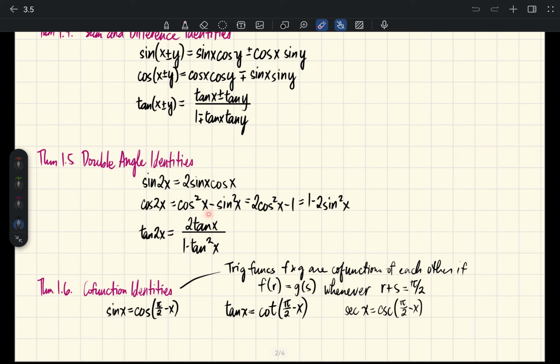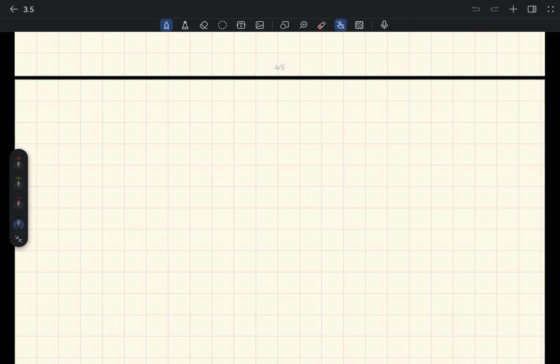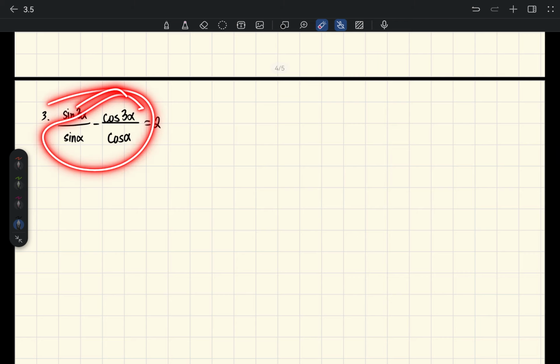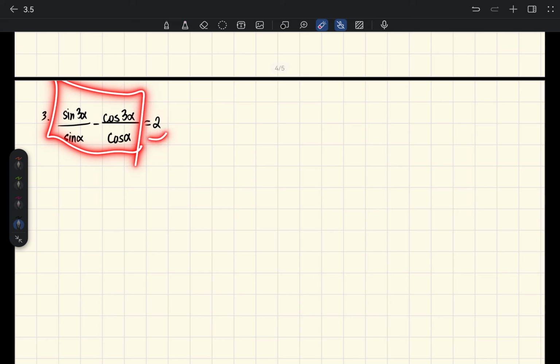Let's have the last example for proving. Let's show that sine of 3 alpha over sine of alpha minus cosine of 3 alpha over cosine of alpha equals 2. So obviously this is quite complicated, and we will show that this entire thing is just equal to 2.